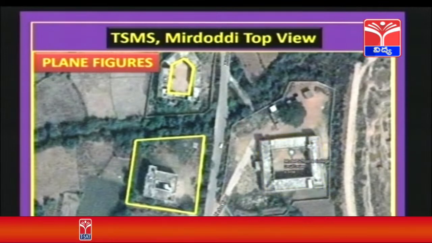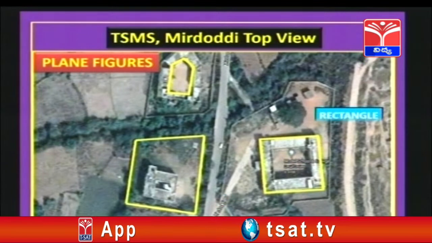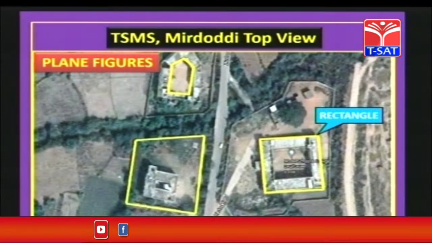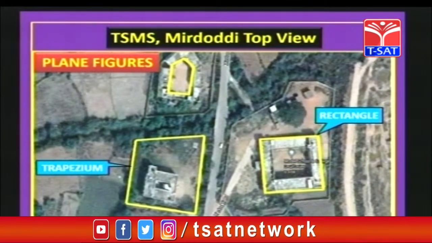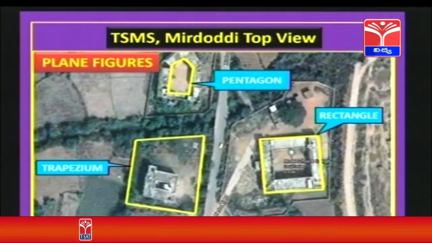The first one, if you notice, that is our school. It is in the shape of a rectangle. Whereas the next one is our hostel building. It is in the shape of a trapezium. Whereas if you notice the other building, it is in the shape of a pentagon.